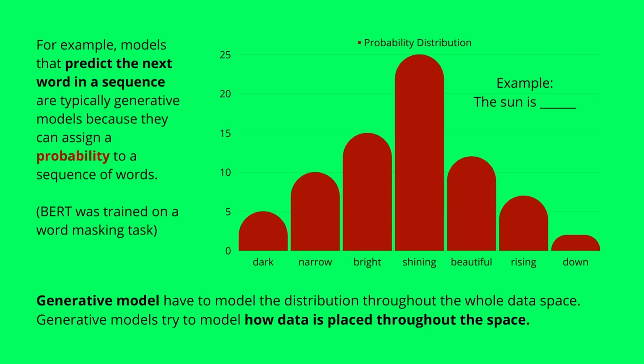So, generative models have to model the distribution throughout the whole data space. BERT has to know all the words in the vocabulary, because what could be the next word? You have to have the knowledge of all the different words available in your training data set to really find the correct answer to the sentence. And generative models try to model how data are placed throughout the available space, the topological space you're operating in. And this is why generative models are so beautiful.